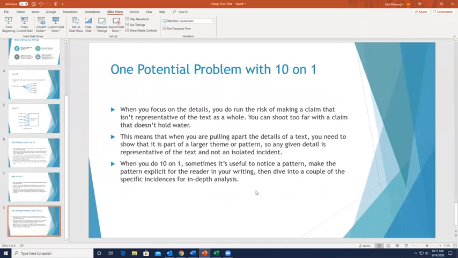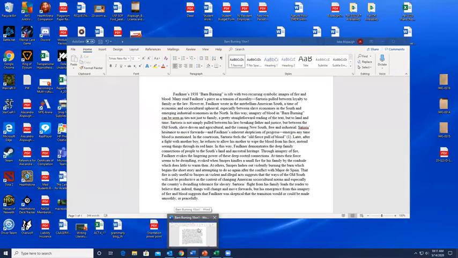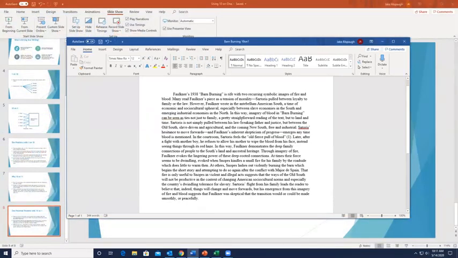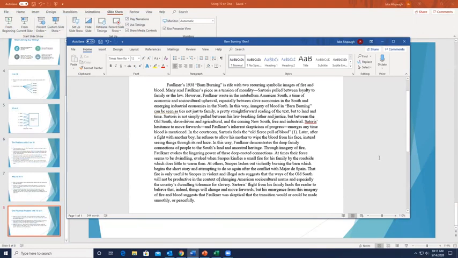So I'm going to give you an example from some real student writing who does a great job doing 10 on 1 inductive thinking. He's writing about William Faulkner's Barn Burning. If you haven't read Barn Burning, I'm sure many of you haven't, but it is a classic in the canon of Southern American literature. And just so you know what the student's talking about, the rough summary of the story is that it follows the main character Sartoris, or Sarty, and his family, mostly his father Snopes.